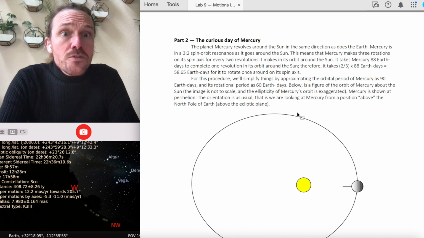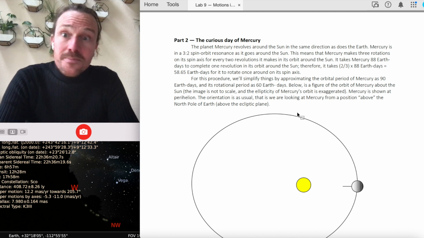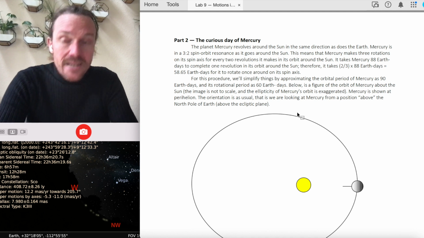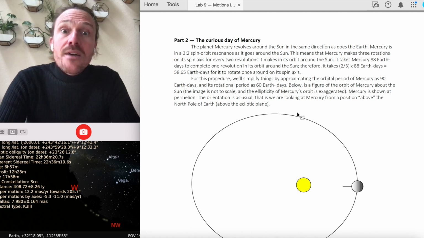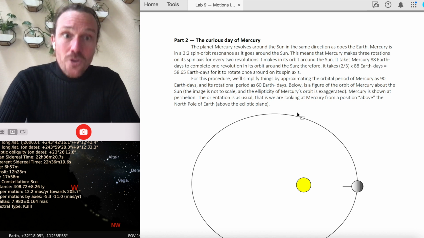The planet Mercury revolves around the sun in the same direction as does the Earth. Mercury is in a 3-2 spin orbit resonance. Okay, what the heck does that mean? As it goes around the sun, this means that Mercury makes 3 rotations on its spin axis. That's like its day, right? So it's on its own rotational axis for every 2 revolutions. That's an orbit, okay? It makes in its orbit around the sun.